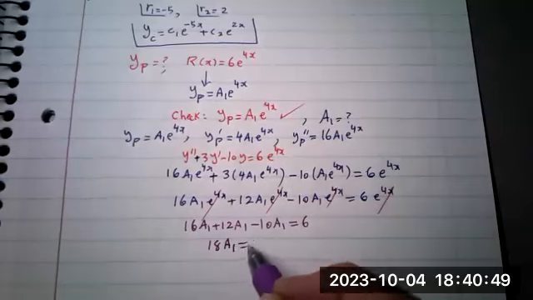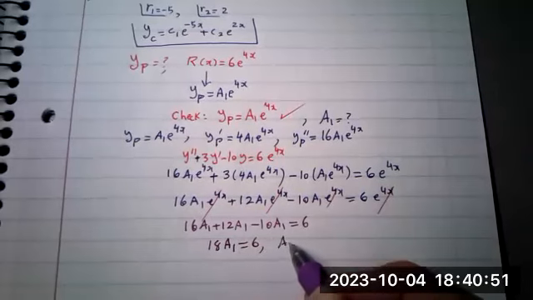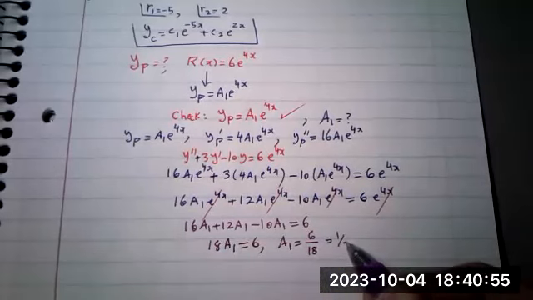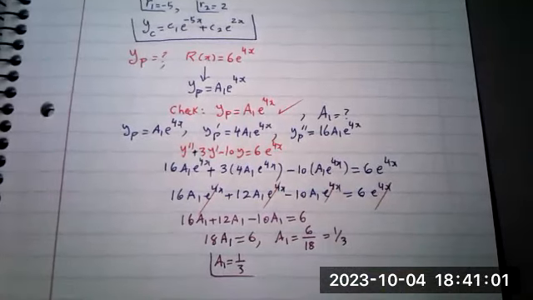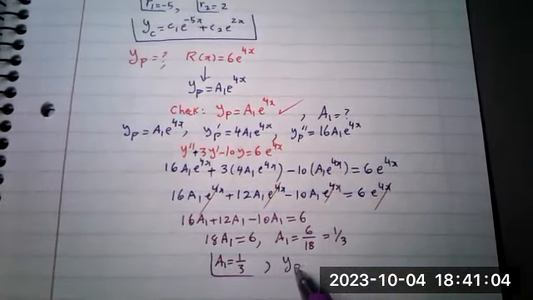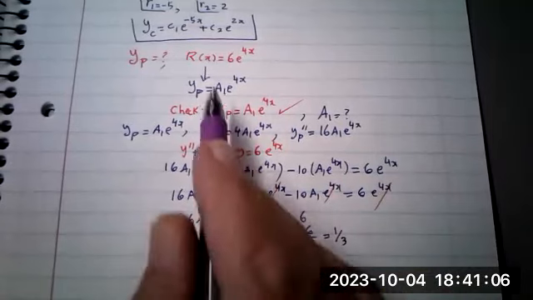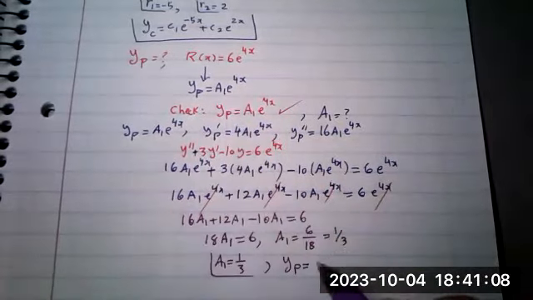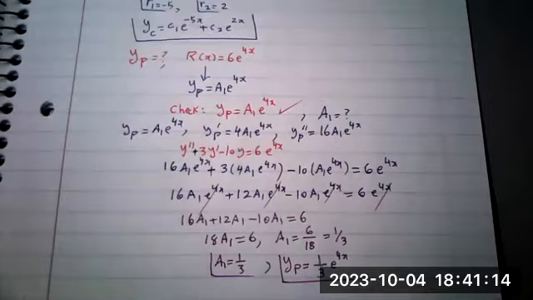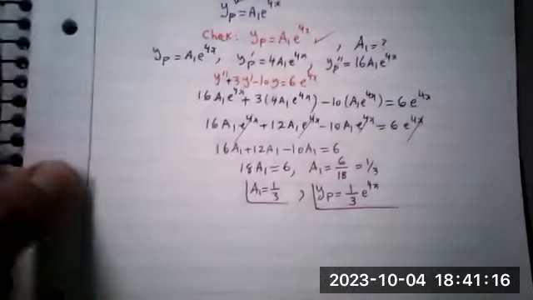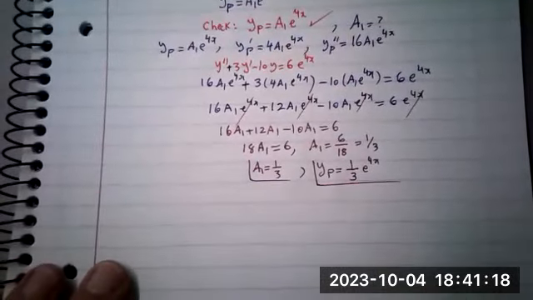Okay, 18 a1 equal to 6. So a1 would be 6 over 18, which is 1/3. So a1 is equal to 1/3. So your yp would be, remember, a1 is 1/3, it's going to be 1/3 of e to the 4x. That's it. That's the yp and the yc. So the combination of these two is going to be the final answer.